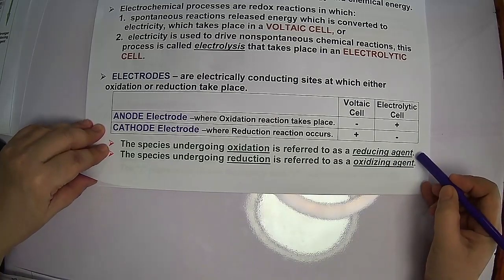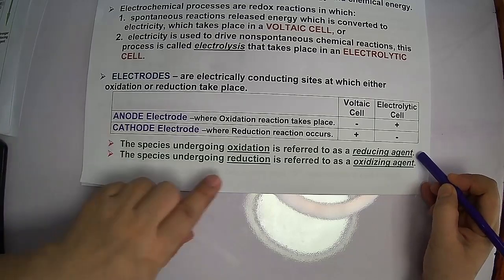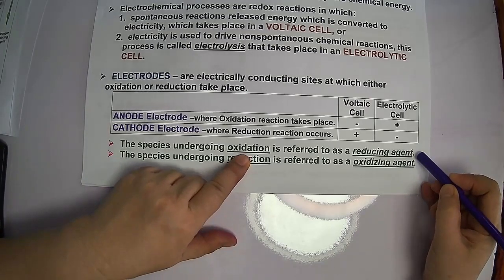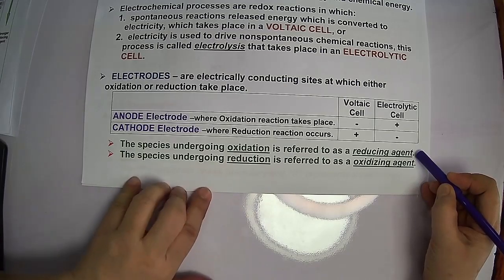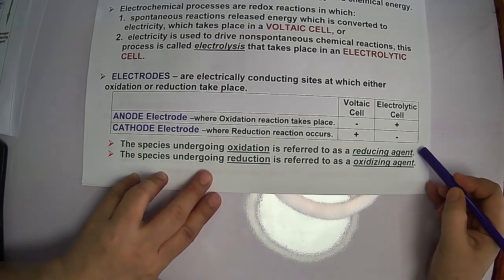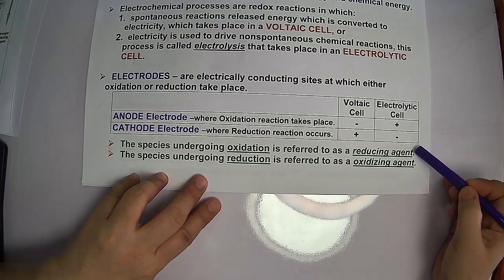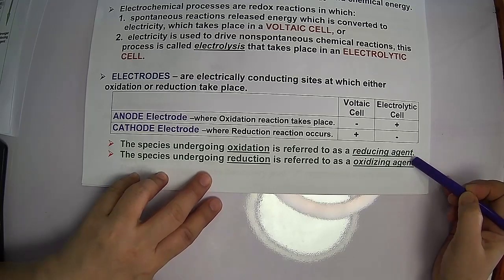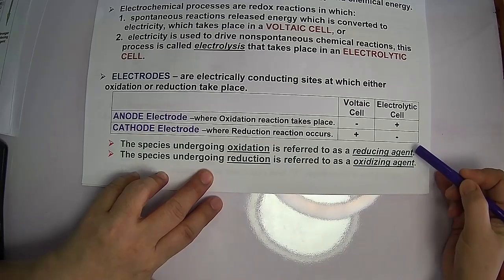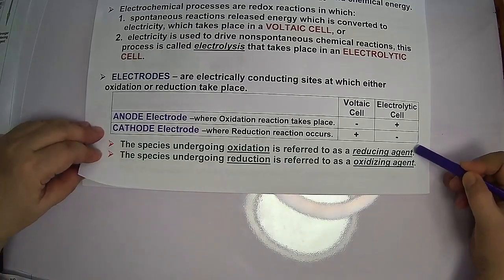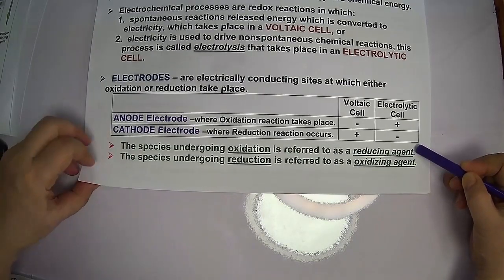So the species that gives off electrons, undergoing the oxidation reaction, is referred to as the reducing agent. On the other hand, the species that accepts the electrons given by the species that loses the electrons undergoes the reduction reaction. Therefore, it is the one that oxidizes the species that is losing electrons.